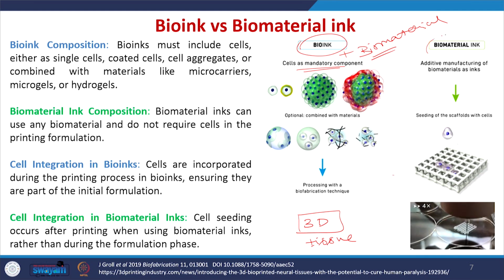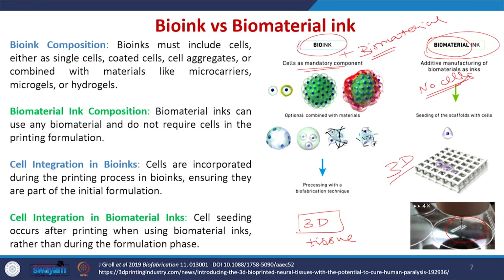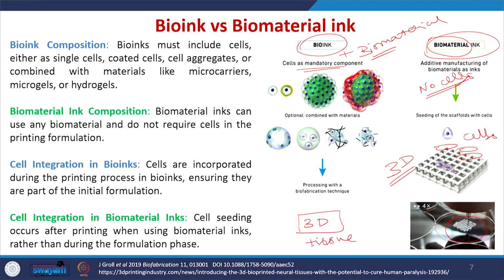Whereas in case of biomaterial ink, we are going to use the biomaterial as the ink, and we are not going to add any cells at the time of 3D printing. So, once we 3D print the particular scaffold, layer by layer we are making this porous scaffold. Once you make this 3D printed scaffold, then you add the cells on the scaffold and grow the cells on the scaffold and make the final tissue. So, that is the difference between the bio ink and biomaterial ink.